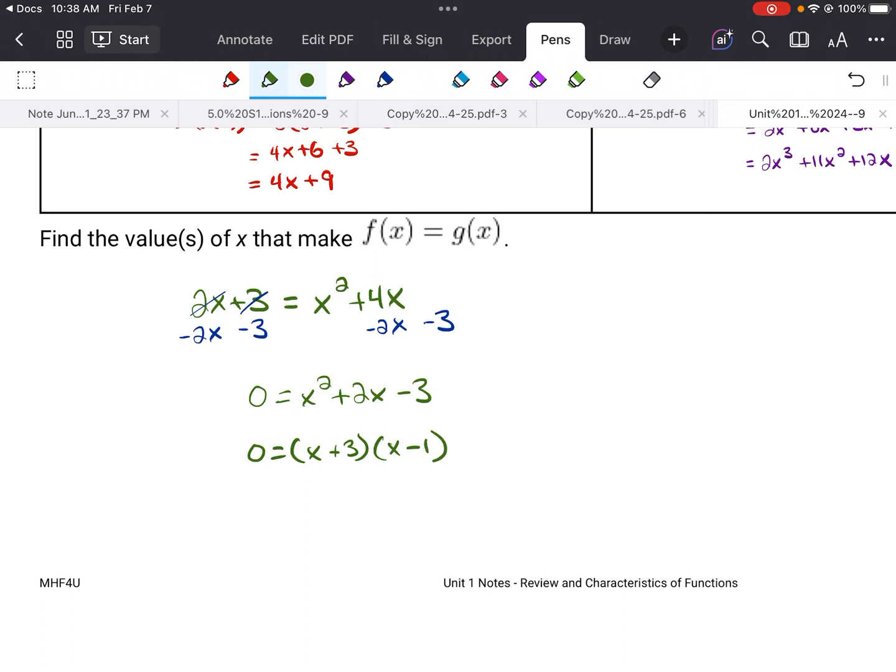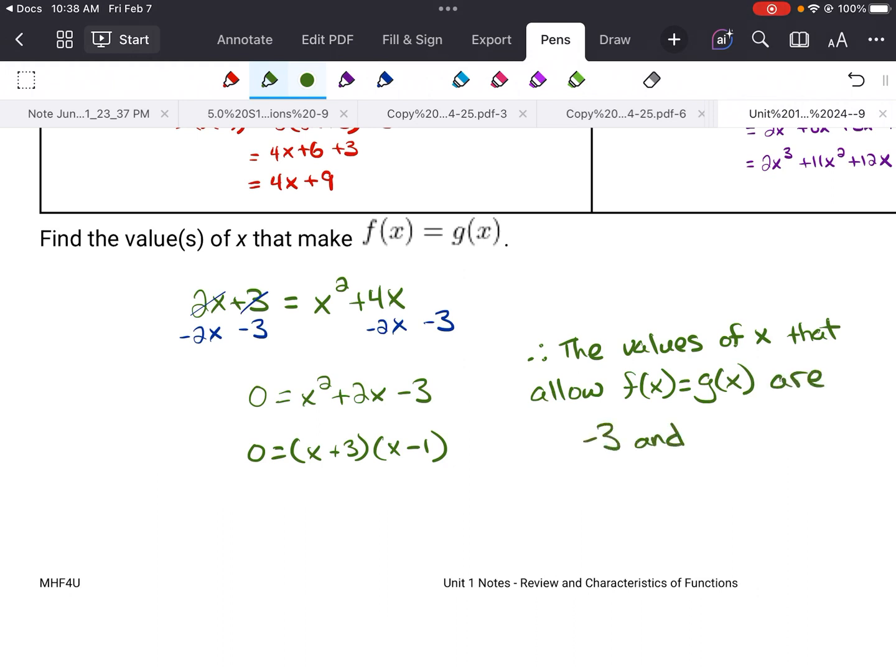So the values of x that allow the f function to equal the g function. So therefore, the values of x that allow f of x to equal g of x are -3 and +1. Thank you.